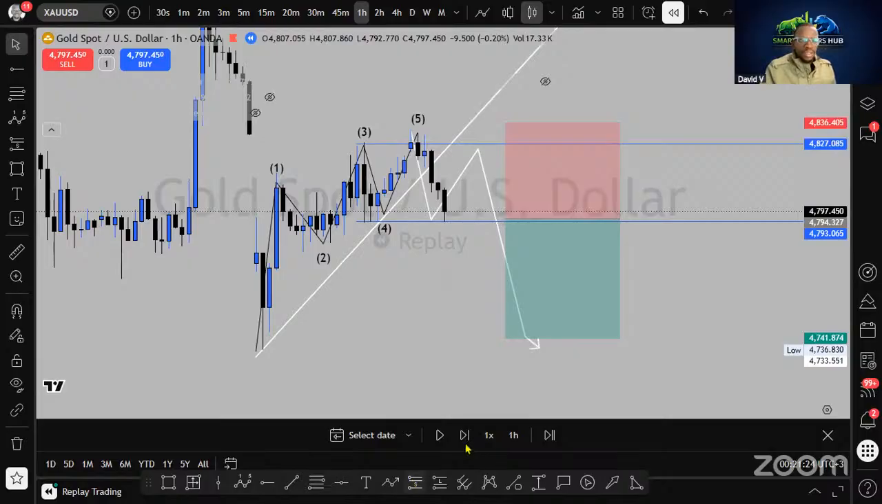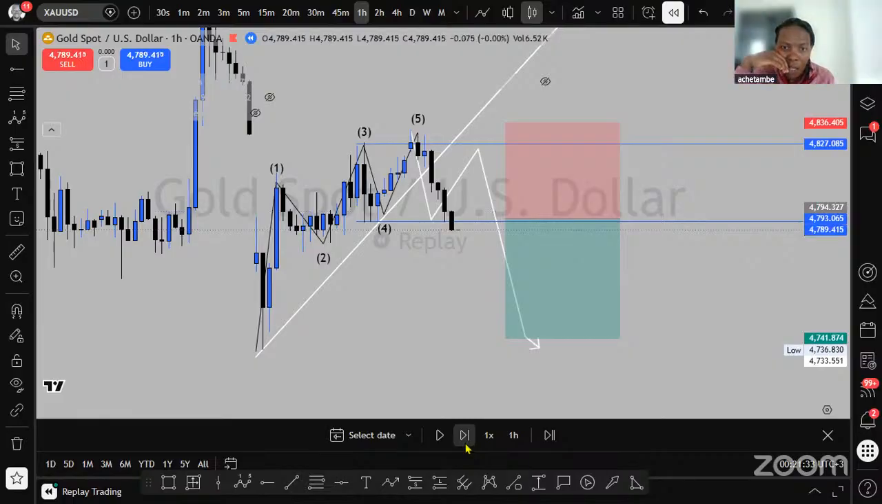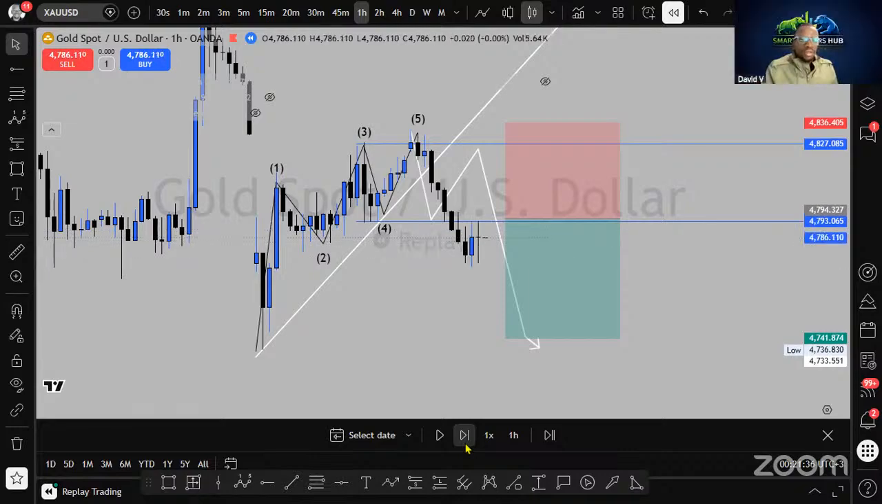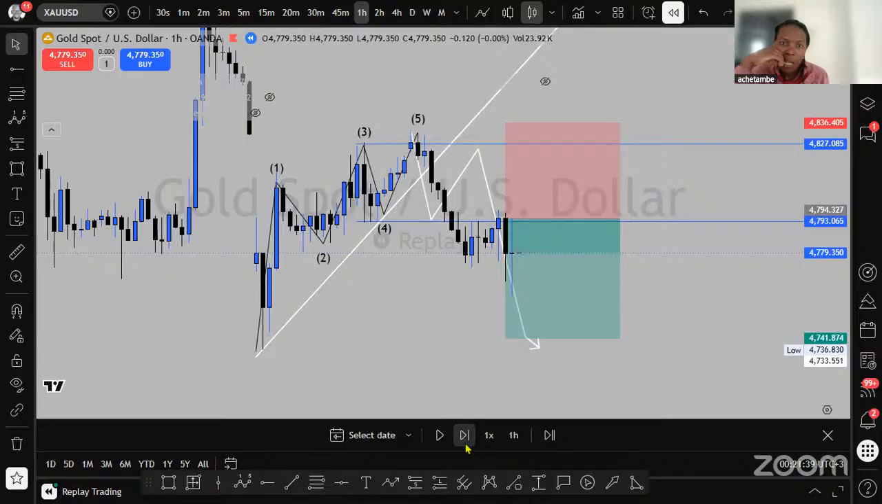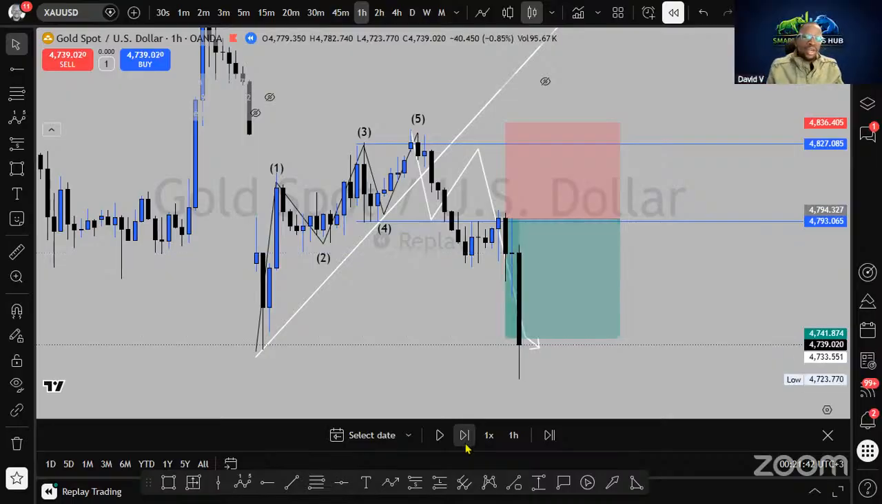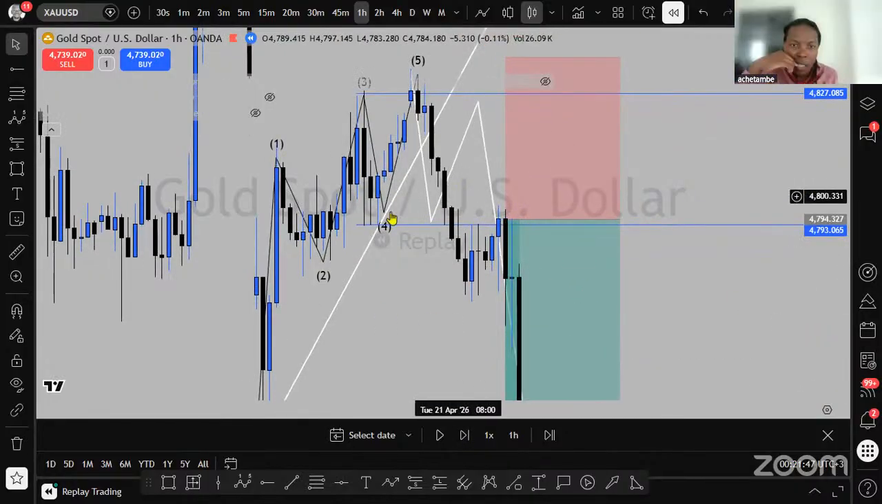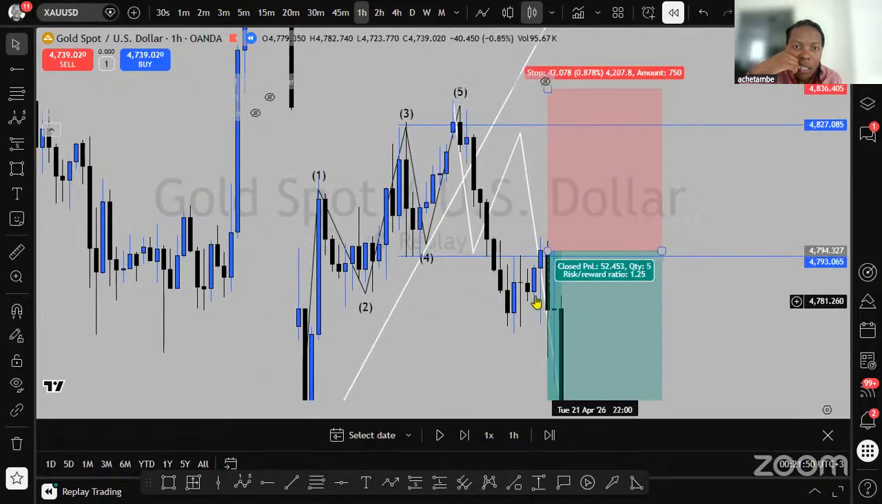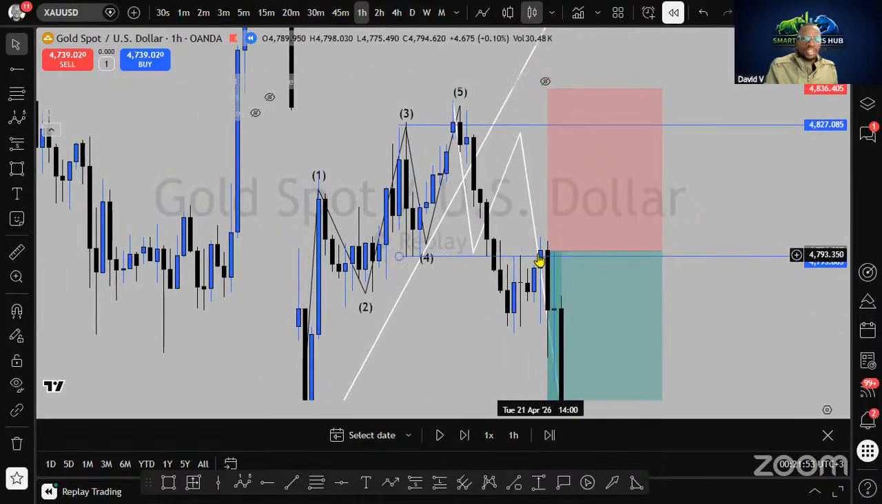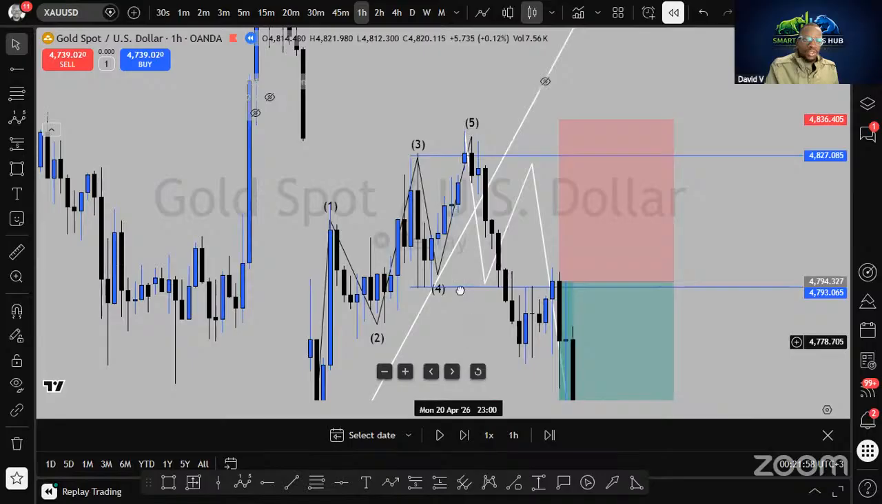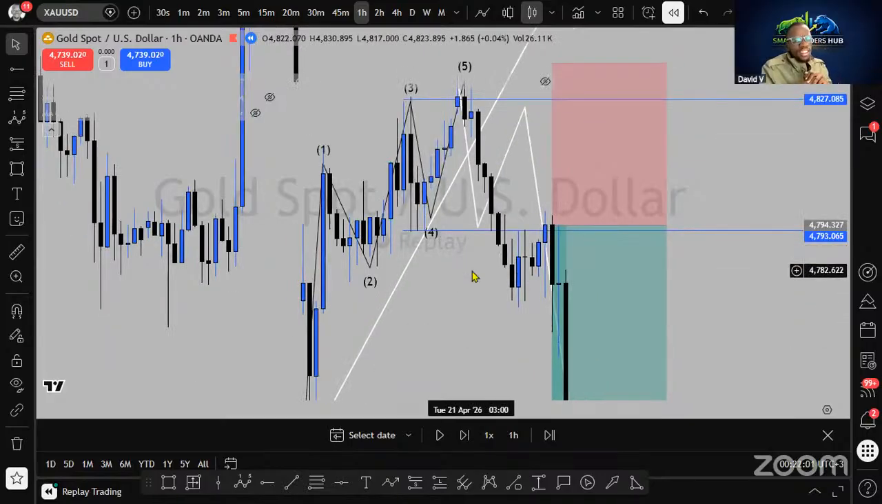So let's see what happened. We got a break, true? But we haven't seen a retest. We haven't seen a shoulder yet. So you can actually see where the shoulder now came at. This is where the shoulder decided to point. But this is not the pattern that we normally talk about. Now, this is the part that confuses a lot of individuals.